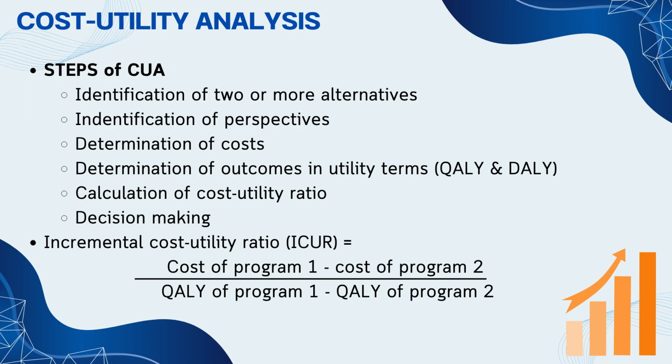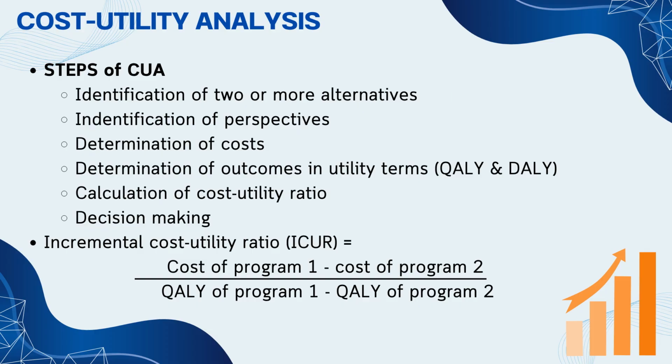The main steps in conducting a cost utility analysis are: identify two or more treatment alternatives, define the perspective, for example, from the patient or the healthcare system point of view, determine the cost of each alternative, measure outcomes in utility terms such as QALYs or DALYs, calculate the cost utility ratio, and finally make a decision based on the result.